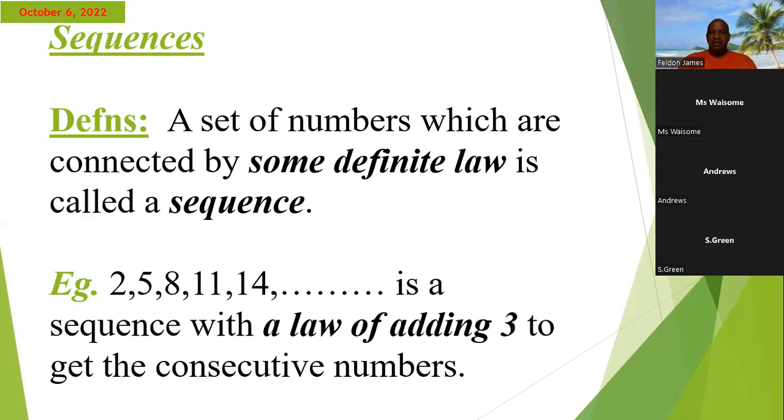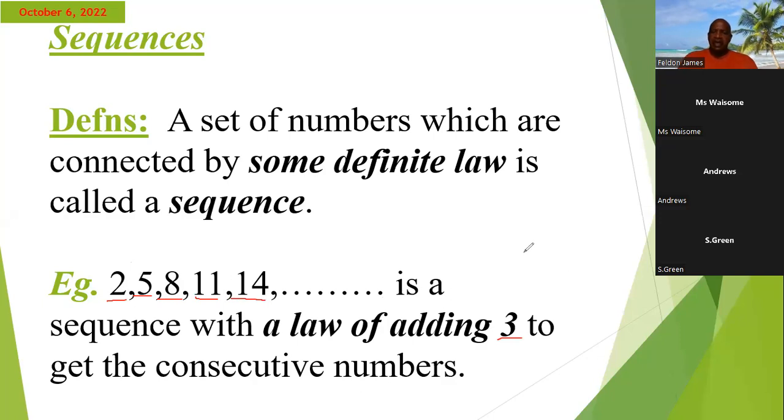Okay. So as I was saying, Mr. Javon, a sequence is a set of numbers which are connected by some law, meaning that you start off with the first number and you apply some law to it. In this case, we are applying the law of adding 3. So if you add 3 to 2, you will get 5. Then you add 3 to 5, you will get 8. And you add 3 to 8, you get 11. You add 3 to 11, you get 14, and so on.